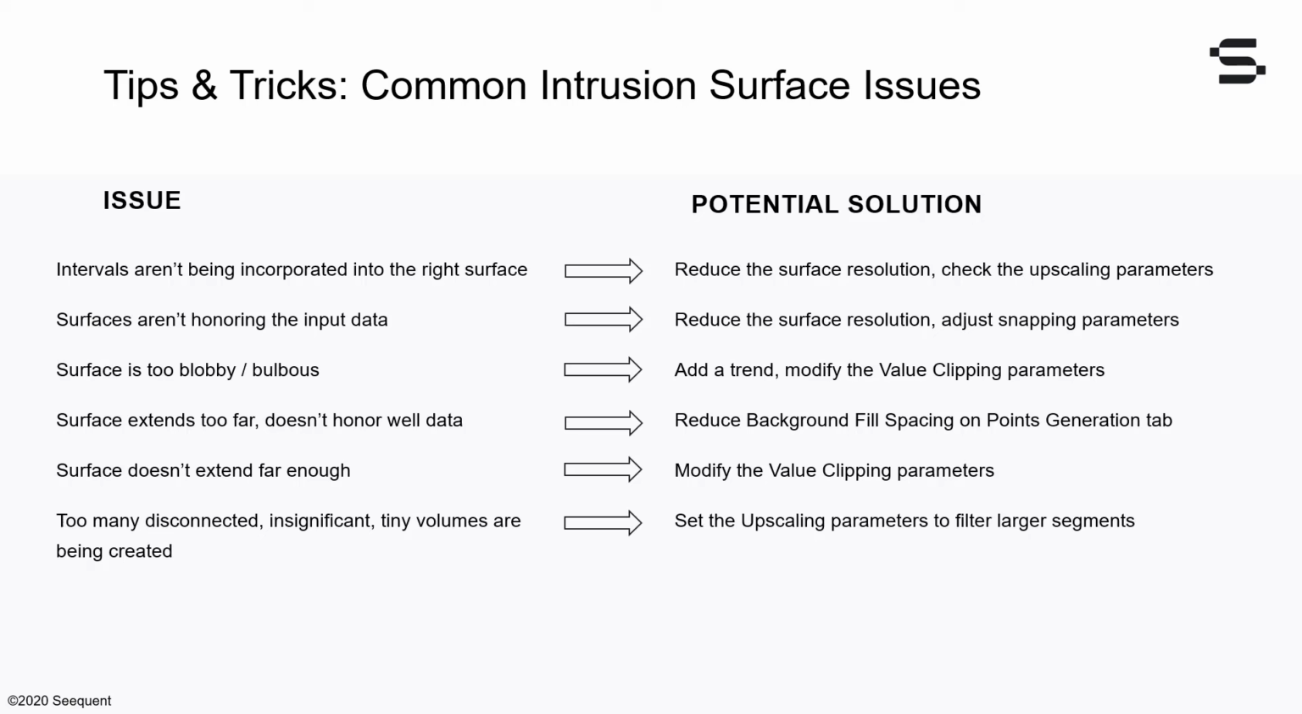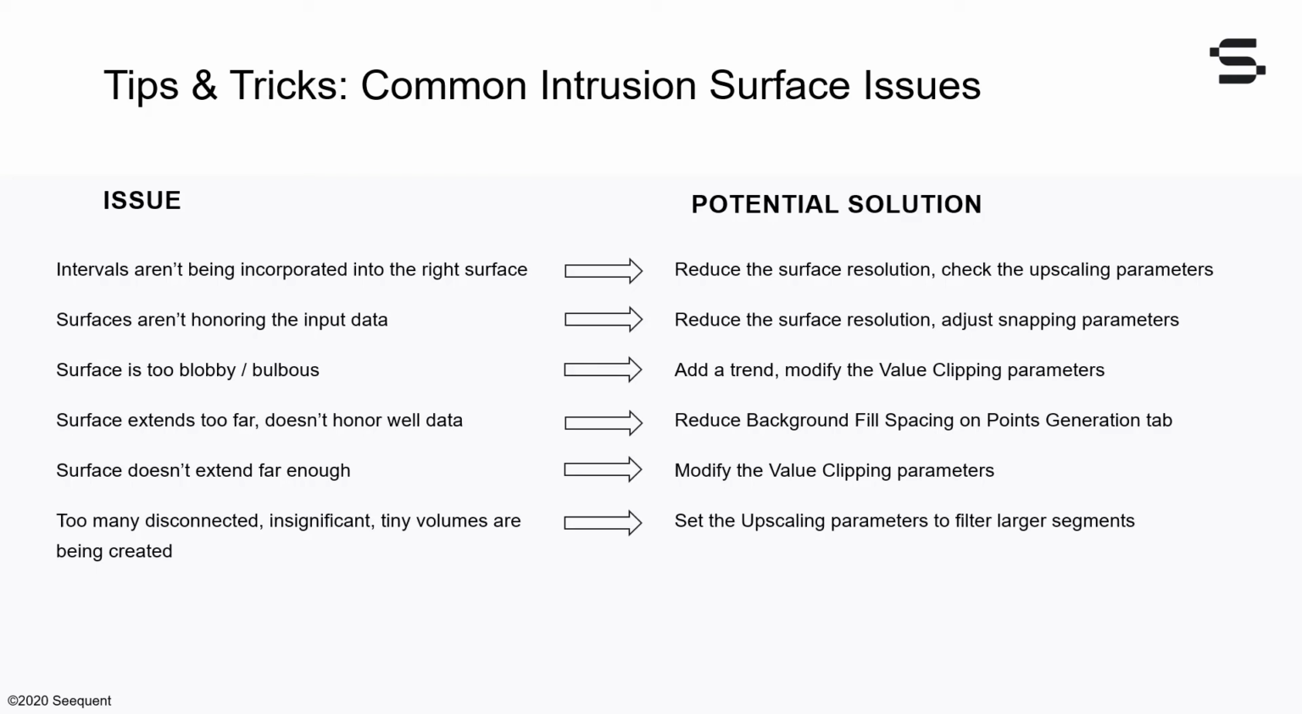In this last tips and tricks, we are going to discuss what are the common issues encountered by modelers with intrusion surfaces, and what are the possible solutions. If some intervals aren't being incorporated into the right surface, try to check the surface resolution and check the upscaling parameters. If a surface is not honoring the input data, try reducing the resolution, and you can also try to adjust the snapping parameters. When a surface is too blobby, too round, you can try to add a trend, or you can also modify the value clipping parameters.